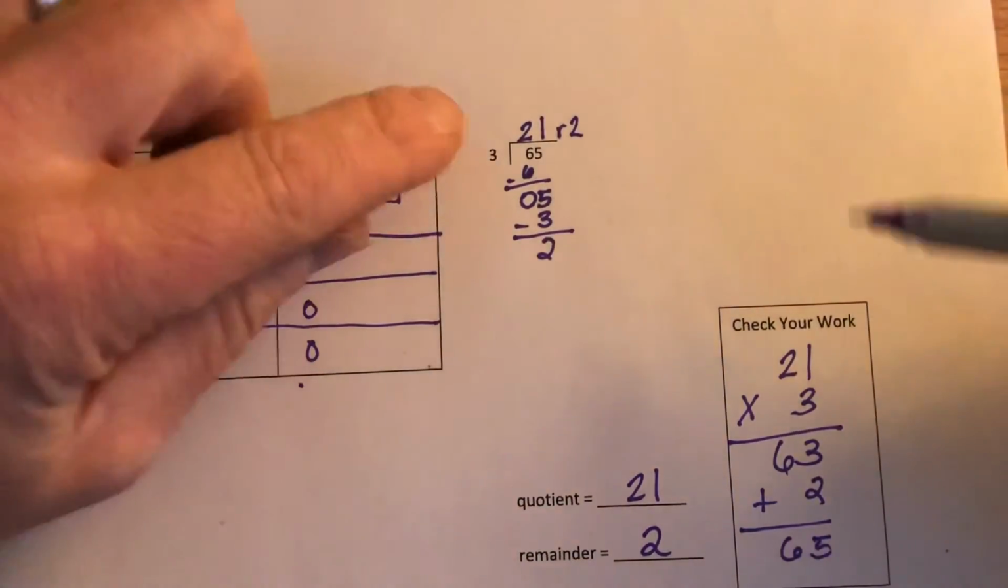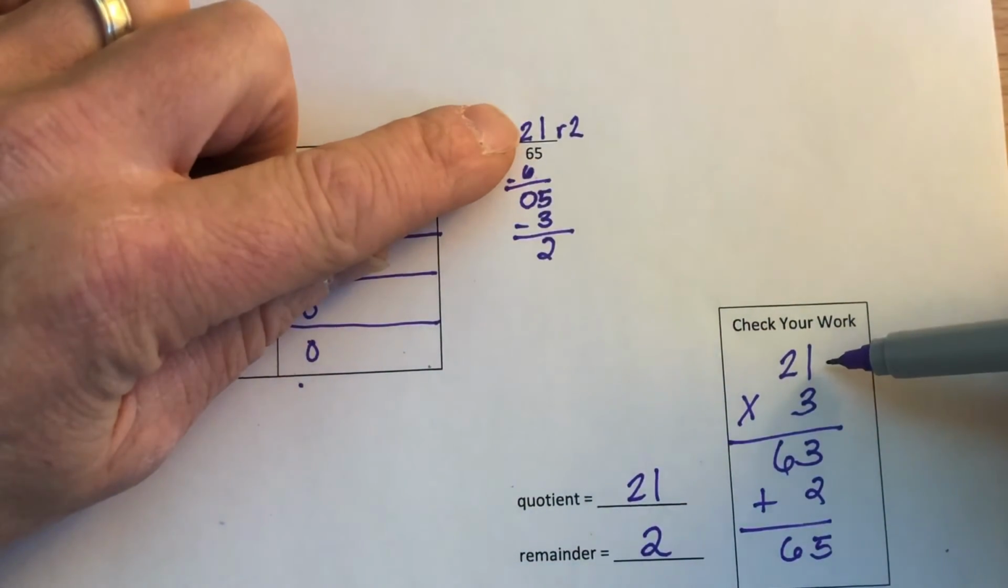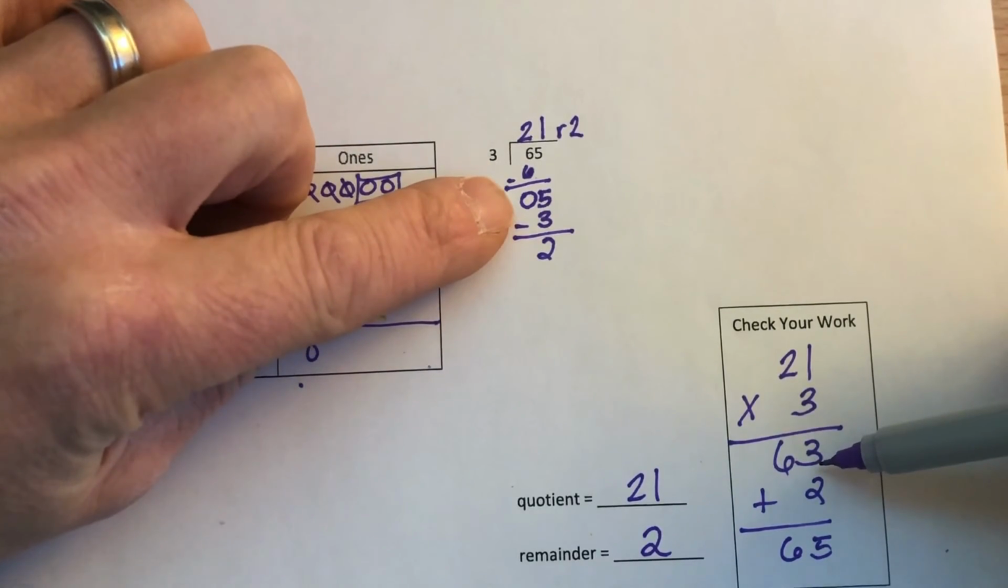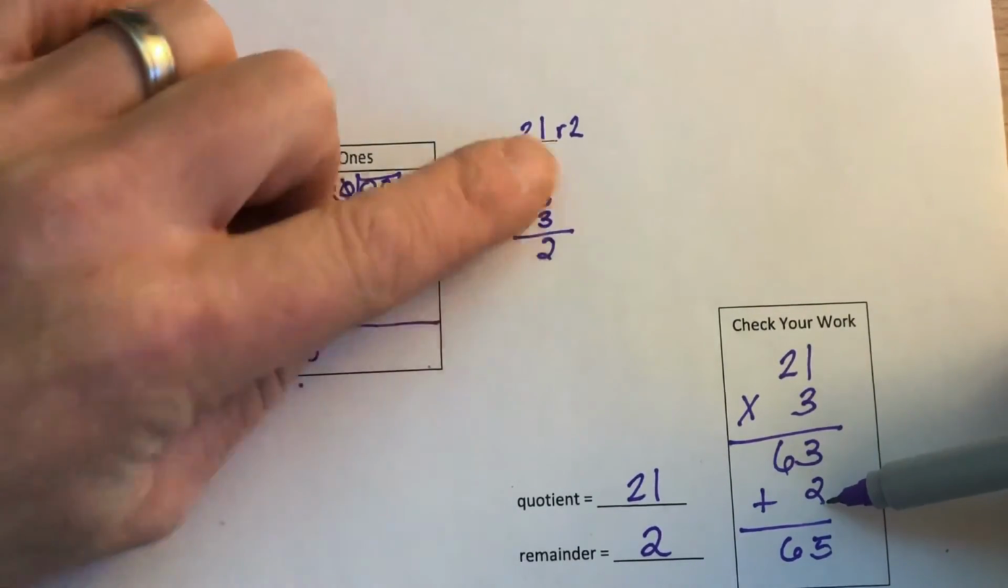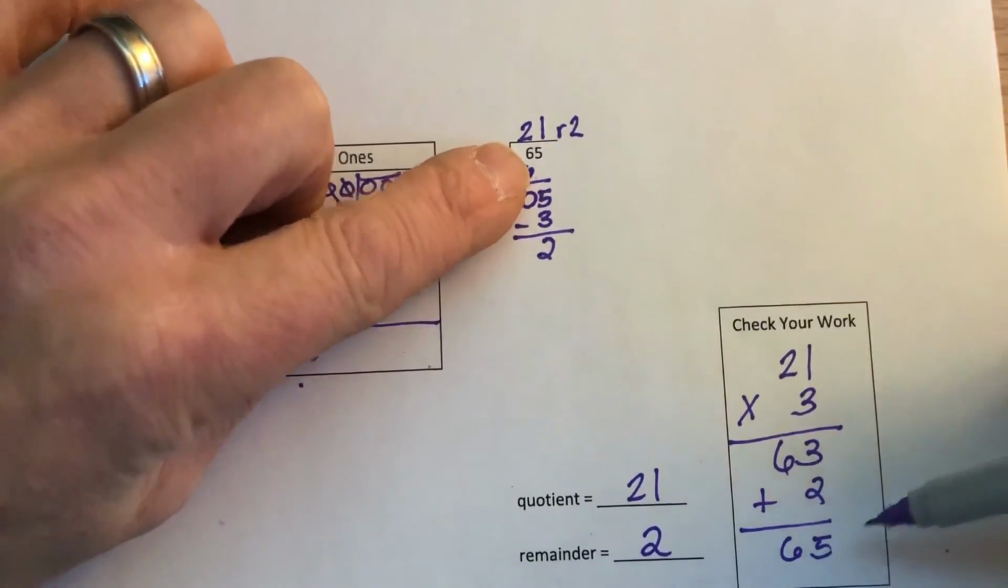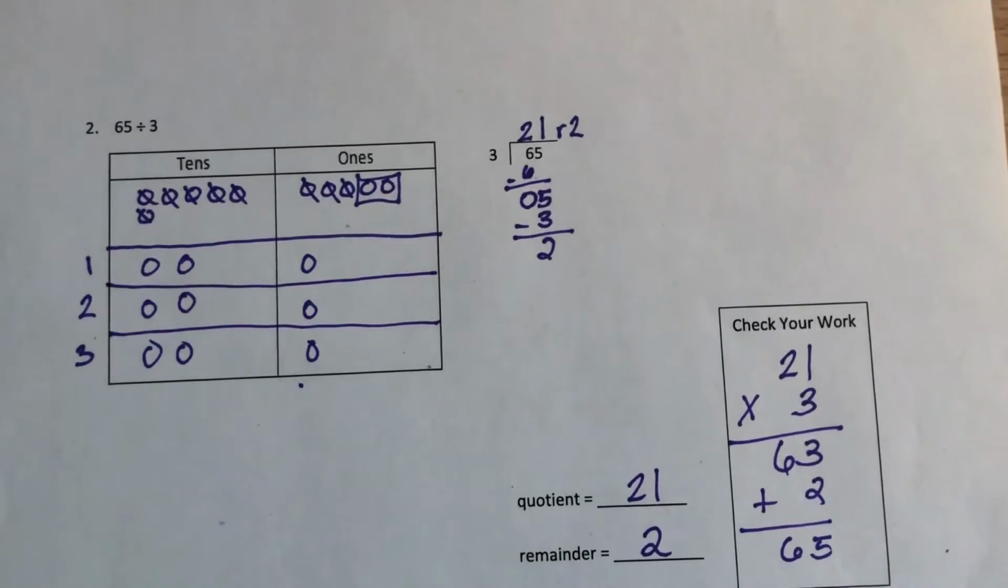So what did I do? I check it right at the top. 21 times 3 equals 63. Then I add that 2 at the bottom, my remainder, and see what I get. Do I get my dividend? I sure do. 65. All right.